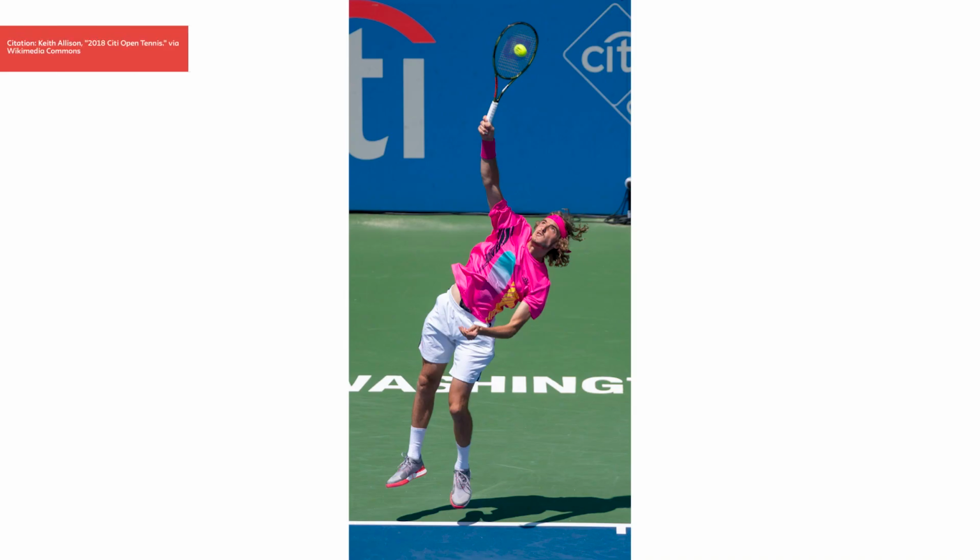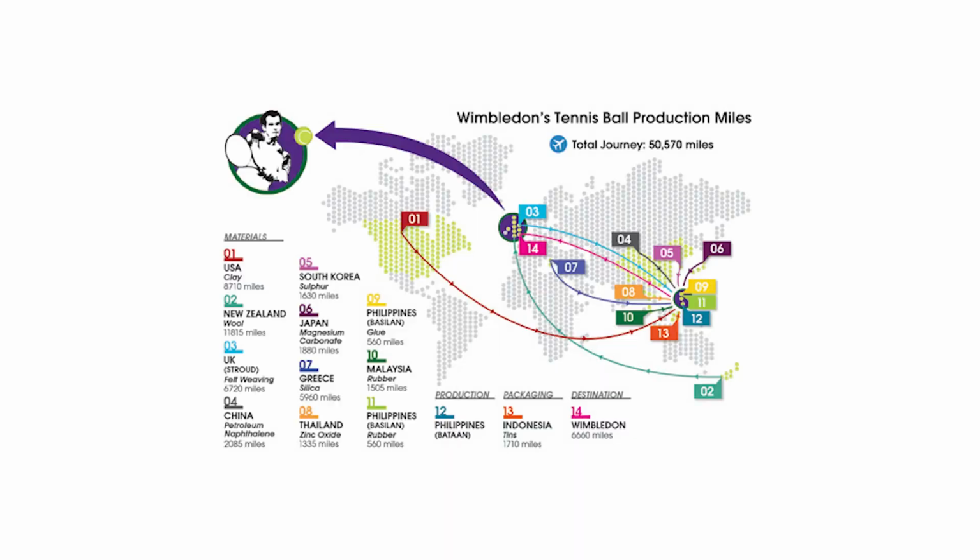Included in this list of inputs, wool from New Zealand that is processed in the United Kingdom, rubber from Malaysia and the Philippines that is molded into the core of the ball, glue from the Philippines, and grease required to create a rubber core, and a perfectly fitting felt cover, able to sustain forces driving it at well over 100 miles an hour. In addition, there are raw materials and chemicals required for each of these, including clay from the US, silica from Greece, sulfur from Korea, magnesium carbonate from Japan, and zinc oxide from Thailand. To get a sense of the automation of the process, take a look at this video of a Penn tennis ball factory in Thailand.